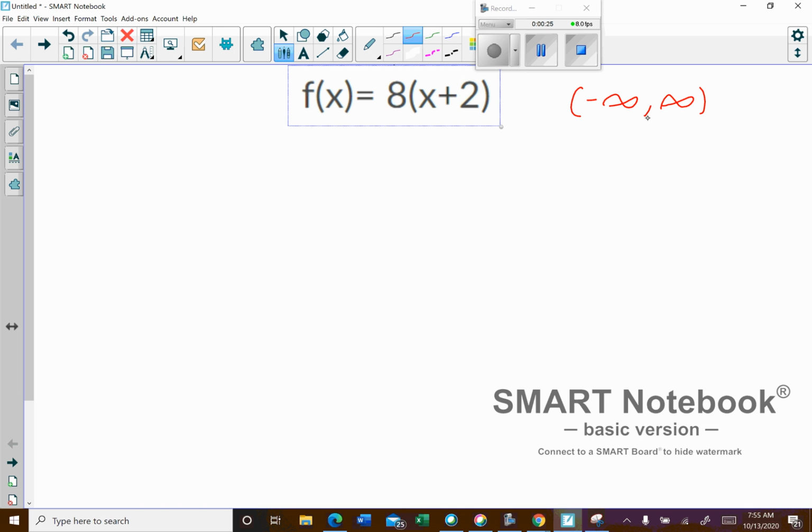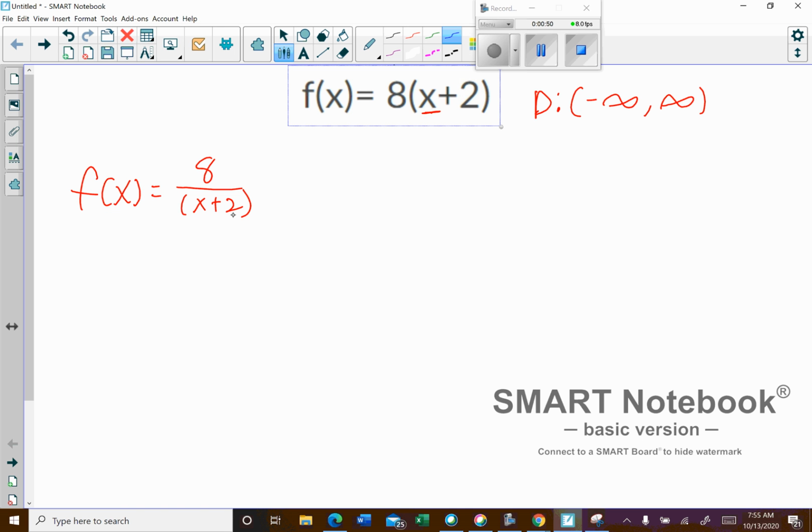In this particular example, there are no restrictions, and the reason why is that you can plug in whatever you want for x. That's what domain is. It's just the x values that you plug in. And so you can plug in anything you want, but let's say that instead, it was f of x equals 8 divided by x plus 2. Well, we'd have a problem there.